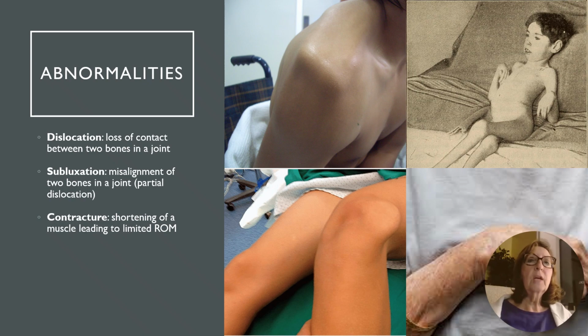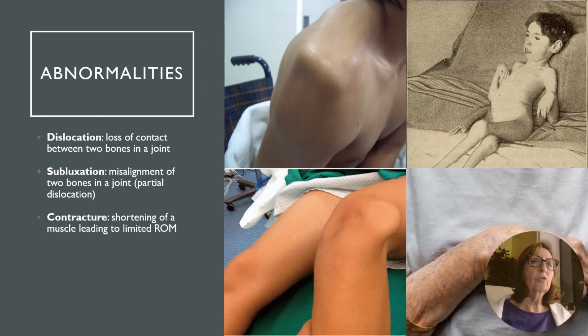A subluxation is kind of a partial dislocation, when the two bones in a joint are misaligned. They're not necessarily completely not touching. They're just not lined up properly. And if you look at that patient's knees here below the shoulder, you can see that there's definitely some misalignment going on there.